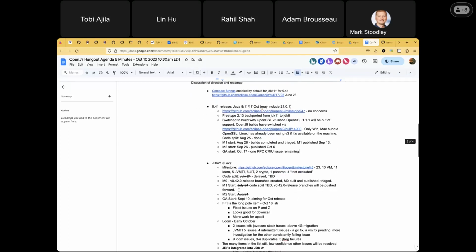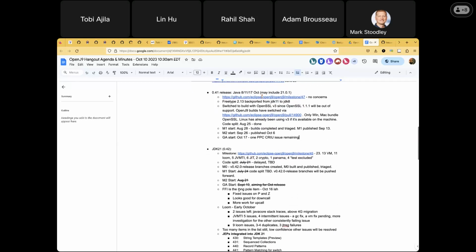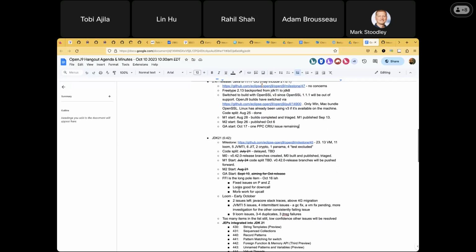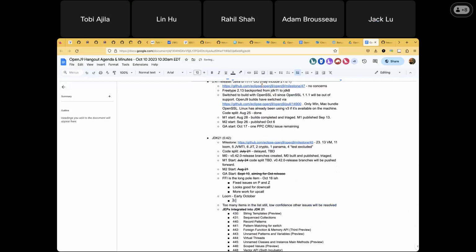Okay, let's move on to JDK 21. Jack, do you have an update on Loom progress? Yeah, so last week we have been either closing or moving a few out, and currently I think there are 8 Loom issues remaining with respect to 21.